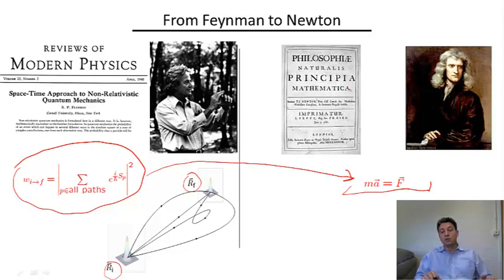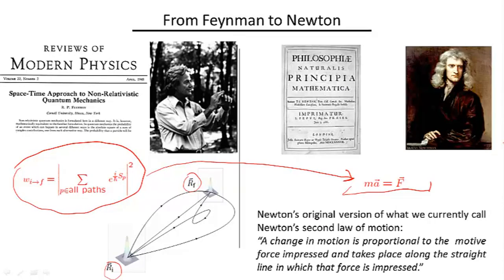So we are not actually going to see this equation in its modern form. The closest formulation to what we currently call Newton's second law of motion appeared in his original work in the following form: a change in motion is proportional to the motive force impressed and takes place along the straight line in which that force is impressed. It probably requires some imagination to connect this statement to this equation, but in any case, obviously Newton not only understood the basic principles of classical mechanics, he was the one who created it. So there's no question about that.